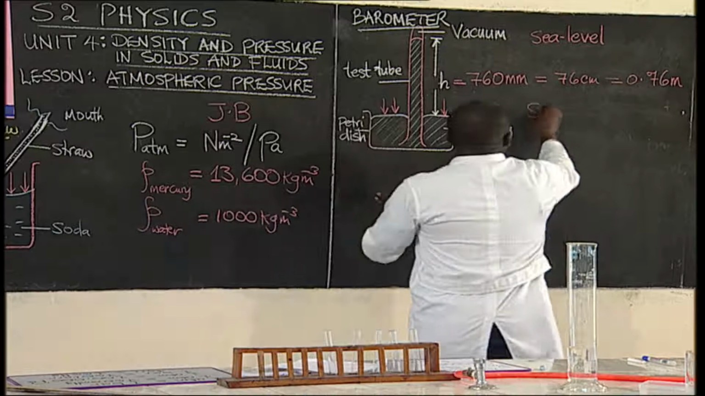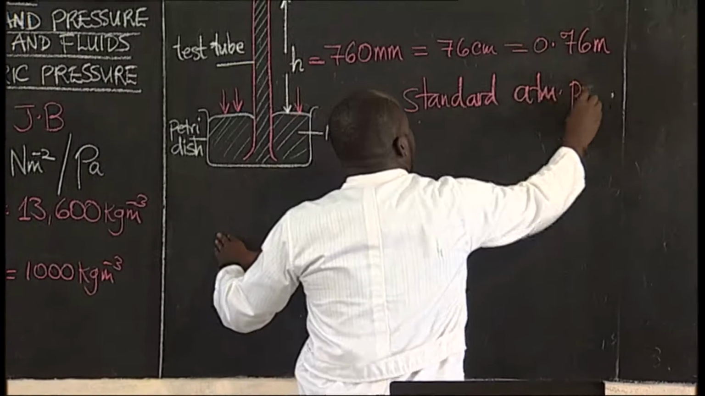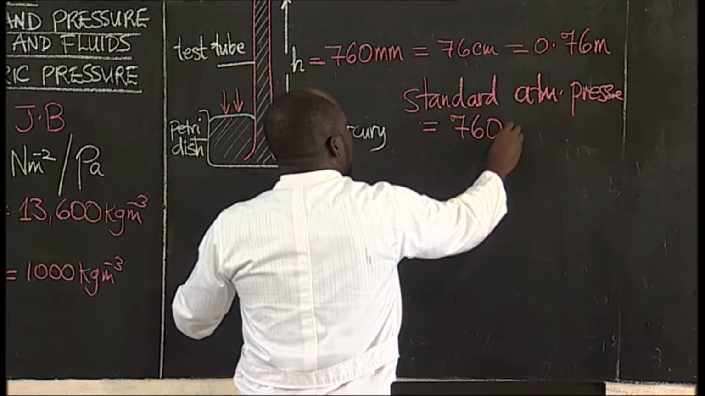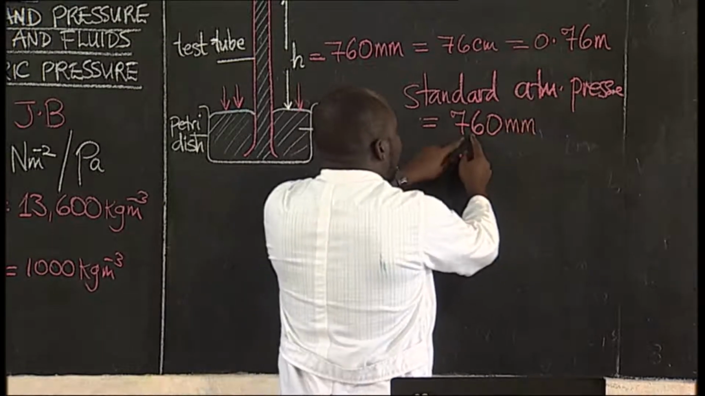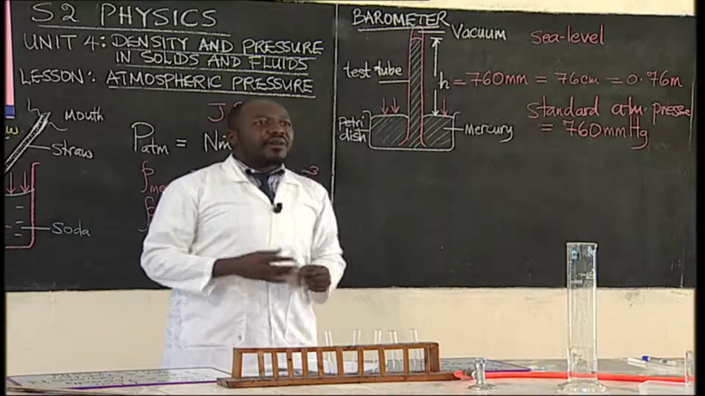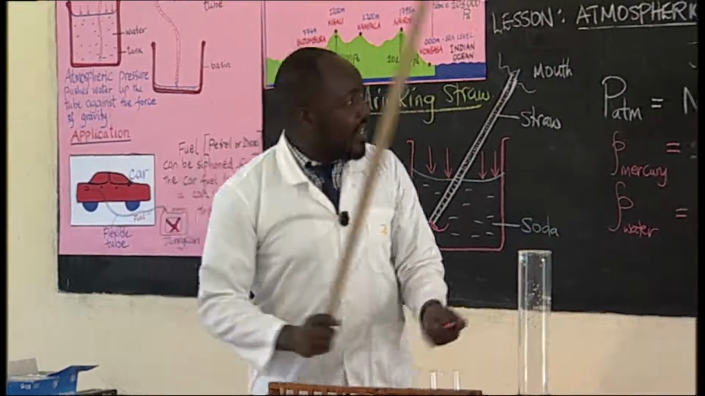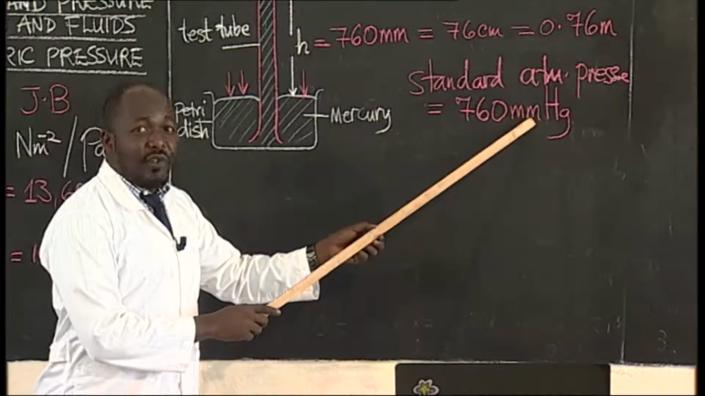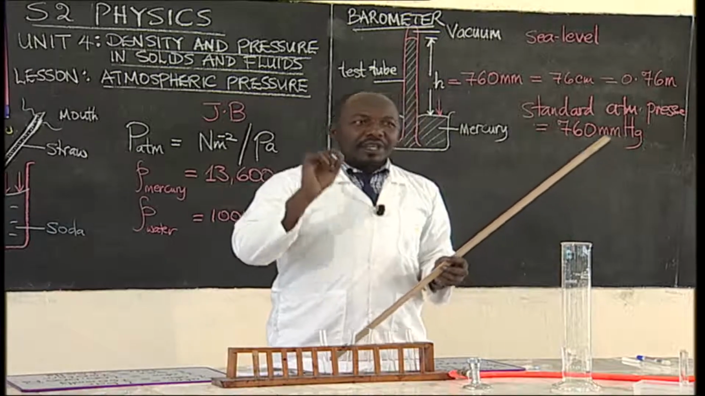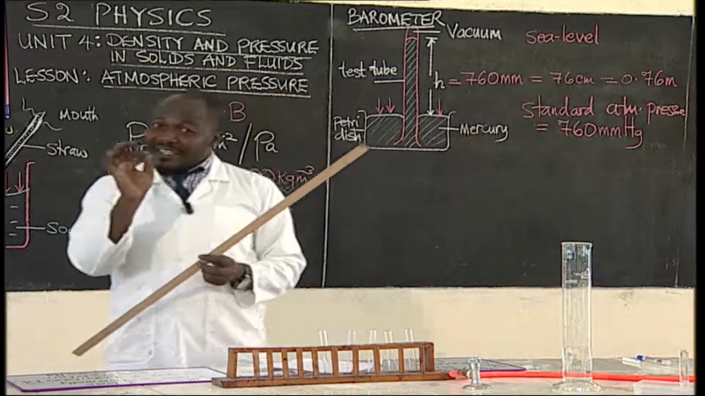Okay? We call it standard atmospheric pressure. And the standard atmospheric pressure is equal to 760. We talk about the height. But the liquid we are using there is called mercury. So we call it 760, we say 760 millimeters of what? Of mercury. And that is the standard atmospheric pressure. 760 millimeters of mercury. So you need to get that point.